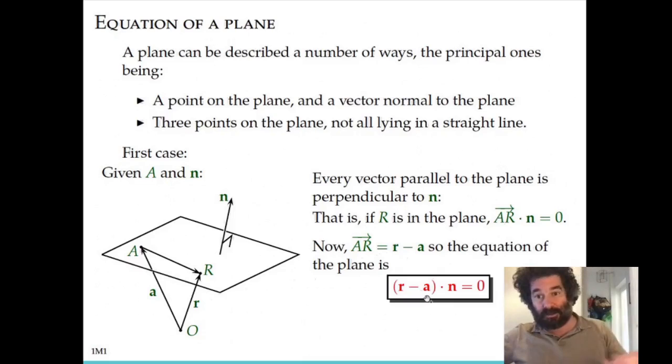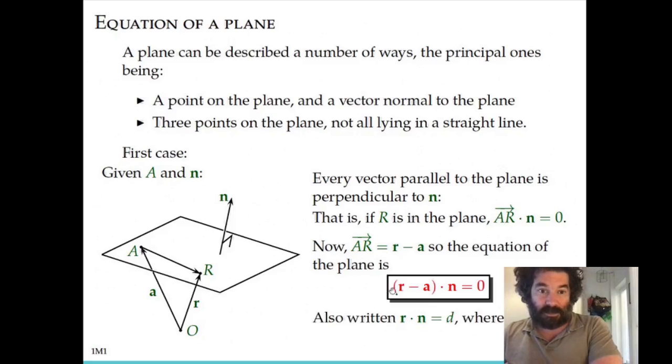So R is a position vector for an arbitrary point in the plane, and A is the position vector for one specific point in the plane, and then this equation gives all the possible points in the plane. We oftentimes can rewrite it as it's shown here.